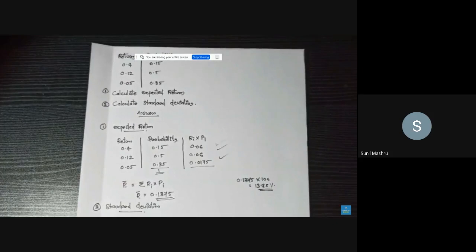Bar square into Pi. And so this is how we find out the expected return and the standard deviation. So hope you guys understand how to calculate the expected return and the standard deviation of a single investment.